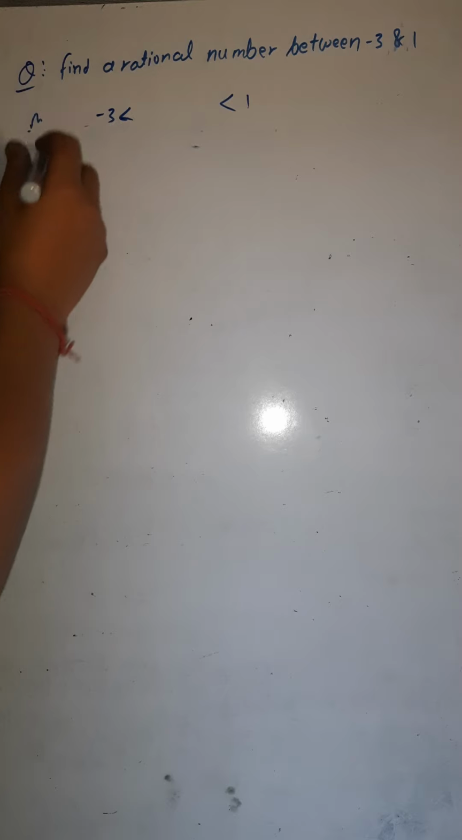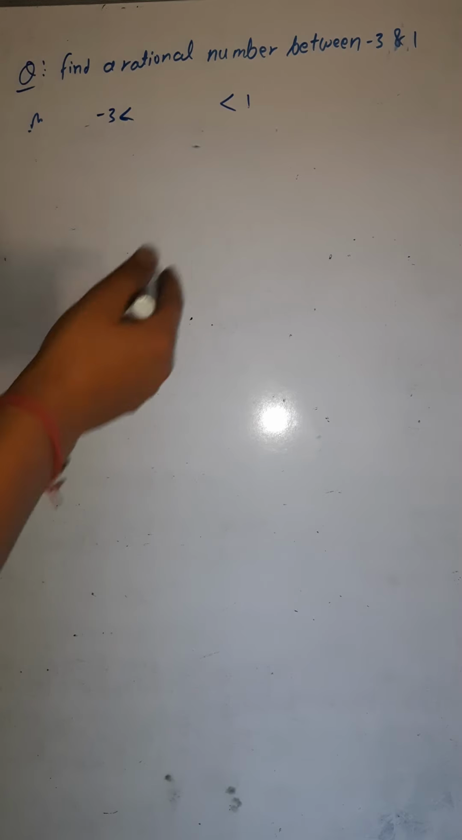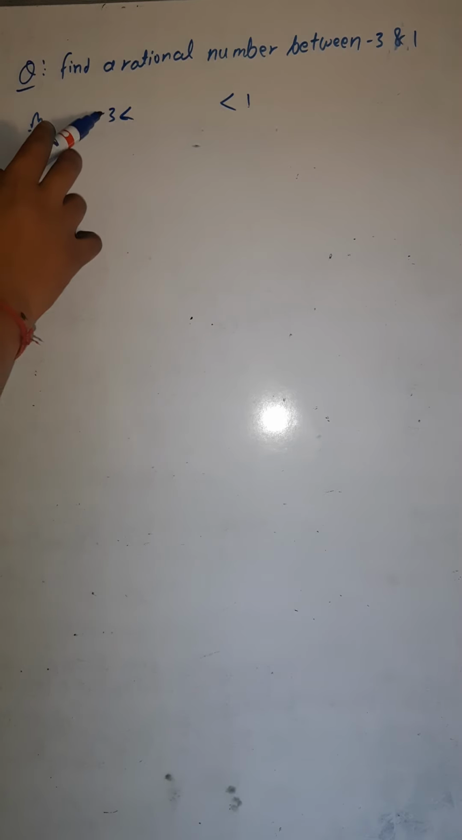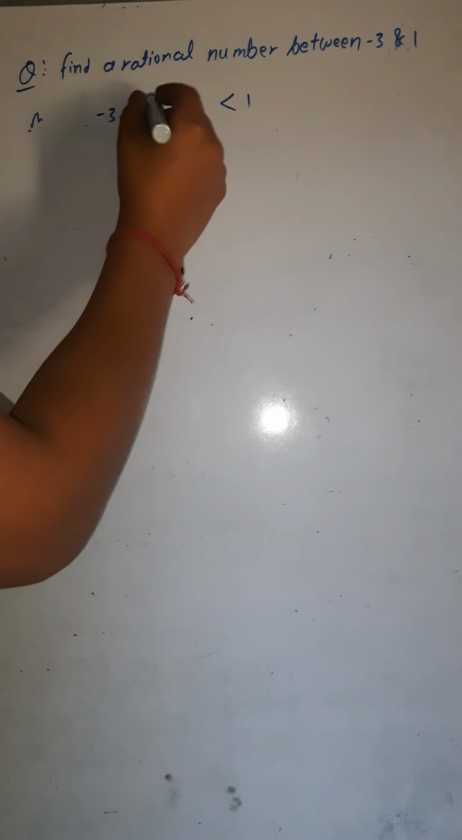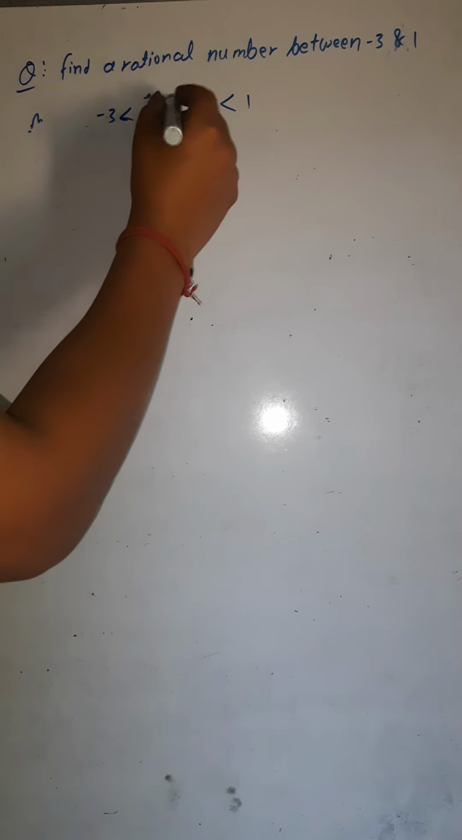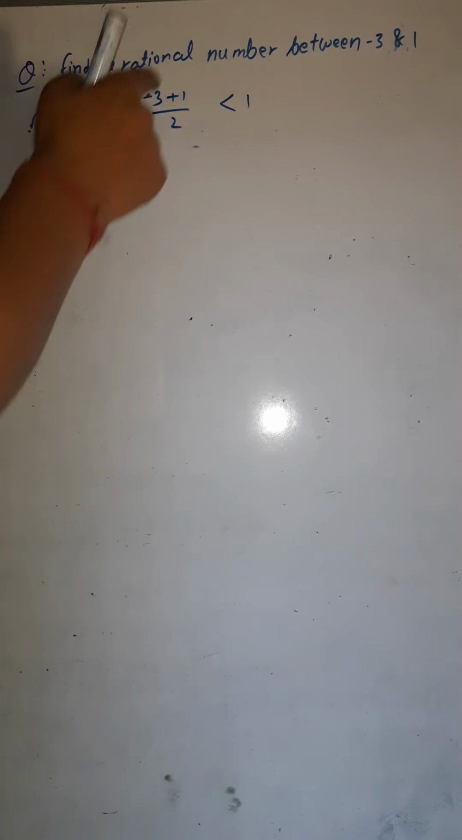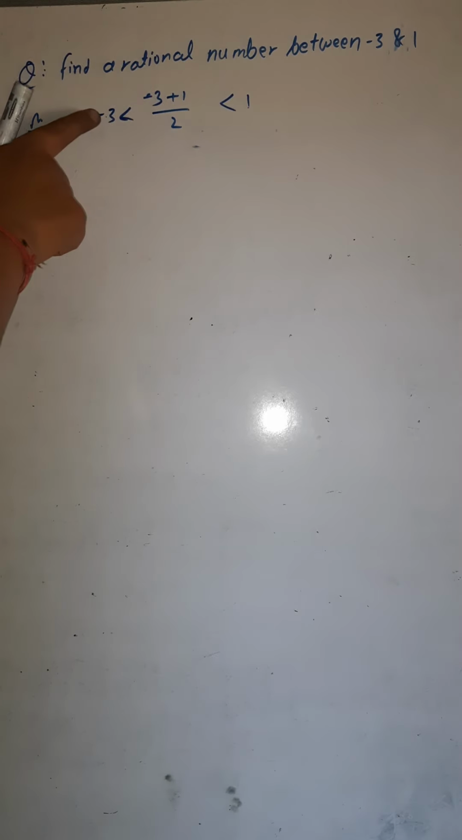One method we have: we would take the mean of both the numbers. Means I would take the mean of minus 3 and 1. So I can write here, minus 3 plus 1 divided by 2. So this number would be greater than this and less than this.